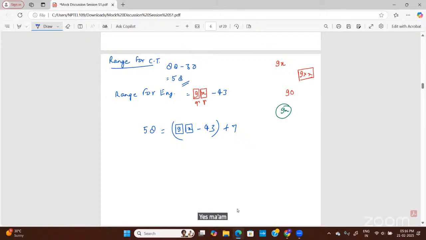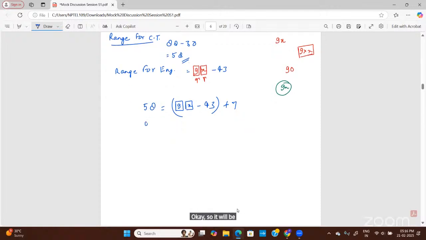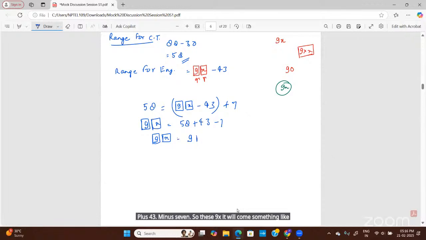So this 9x is 58 plus 43 minus 7. So 9x will come to something like 94. Now you can see that the value of x will be 4. You don't have to do it like 9x is 94, so x is 94 divided by 9. It's not the case here.